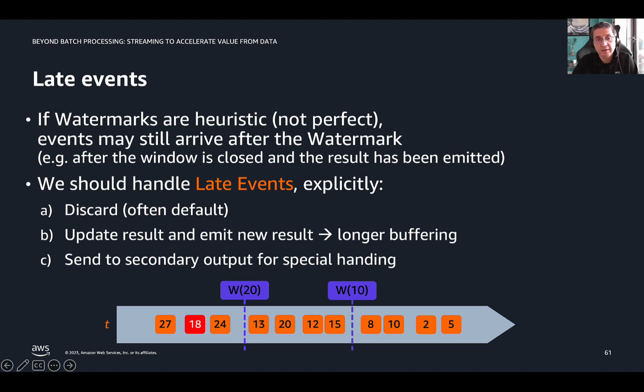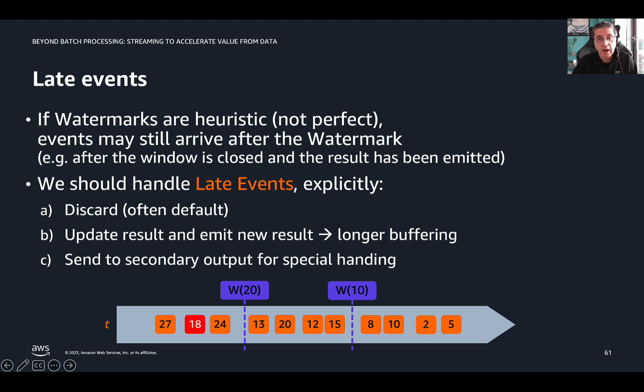The good news is that almost every modern stream processing framework allows you to handle late events explicitly as a first-class citizen of the programming model. And you usually have three options. The simplest is discarding late events. This is good when old data are no longer relevant. This is probably good if you are handling measurements, for example. This is definitely not good if you are handling financial transactions.